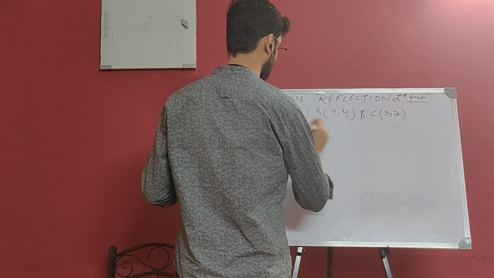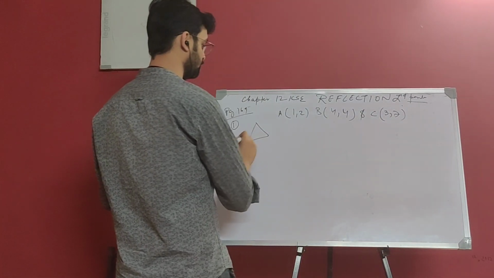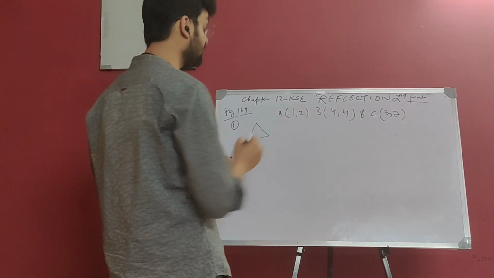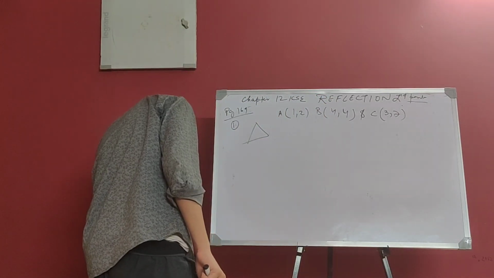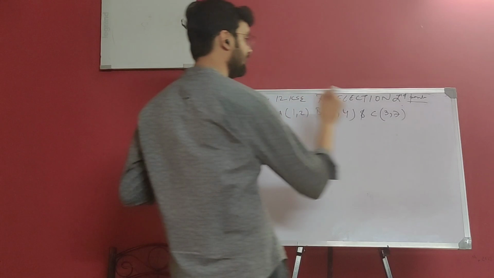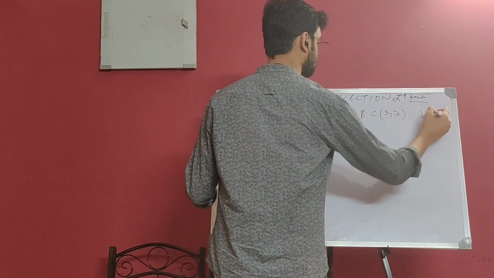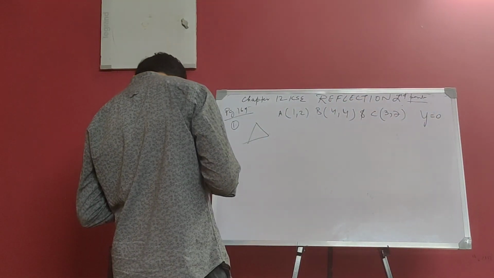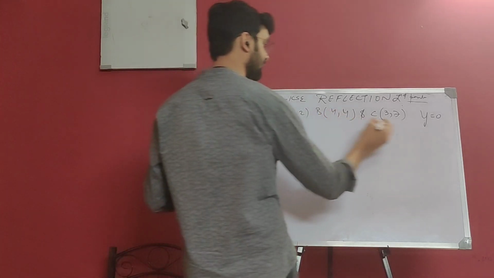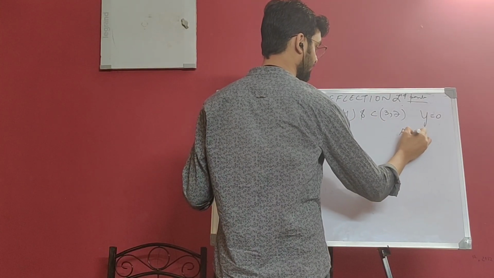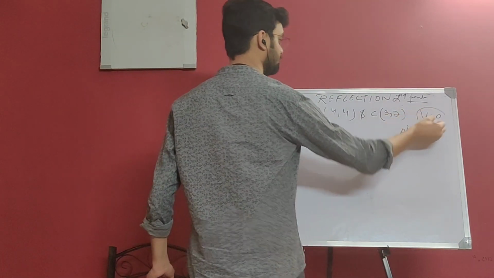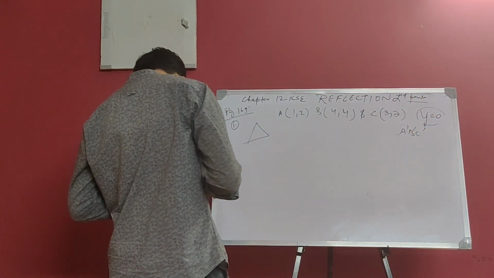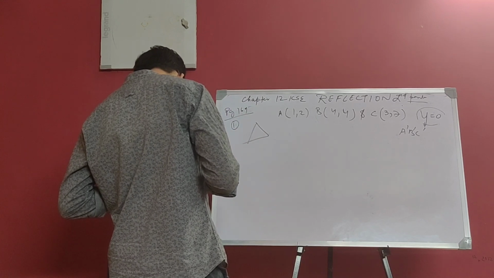A triangle where A is (1, 2), B is (4, 4), and C is (3, 7) is first reflected in the line y equal to 0, and the triangle that is made is A'B'C'. So this is a new triangle where it is reflected on the x axis. So what will be my value at that point of time?